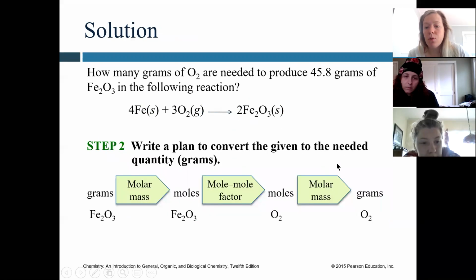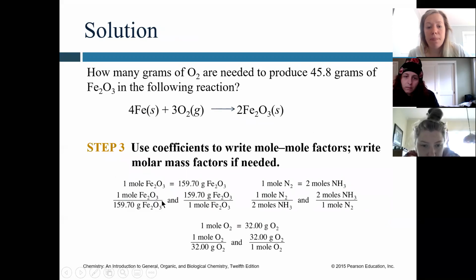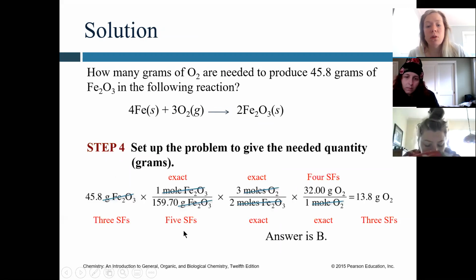So grams to moles to grams. The molar mass of Fe2O3 is roughly 159.7. Where did that come from? Well, it's 2 irons and 3 oxygens. Here are our relationships. Oxygen, O2, is 32. So we string it together, and we want the grams of compound A to cancel, the moles of compound A to cancel, and then the moles of compound B to cancel, and we should be left with just the grams. And here we get 13.8 grams of O2.